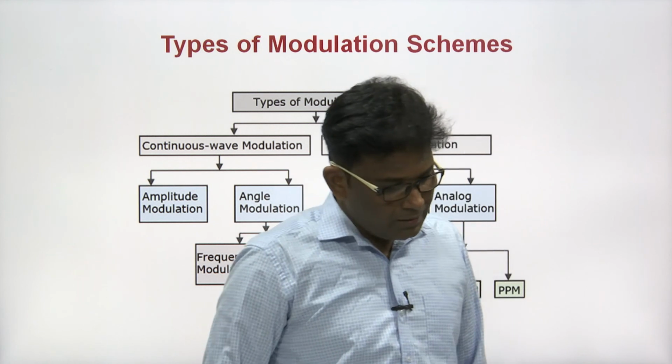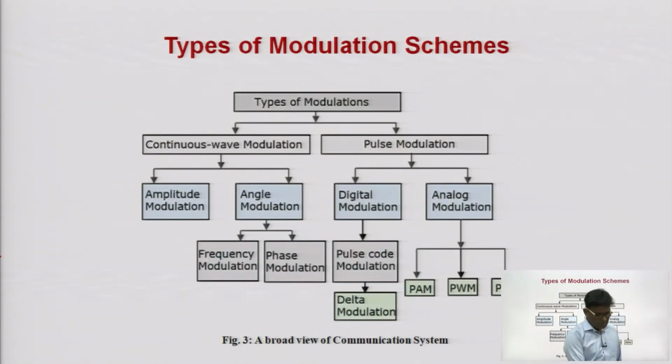So, these are the different types of modulation schemes. Modulation schemes are categorized in 2 parts: one is continuous wave modulation, another is pulse modulation. The continuous wave modulation schemes are further categorized in 2 parts: one is amplitude modulation, another is angle modulation. Angle modulation is further categorized in 2 parts, frequency modulation and phase modulation.